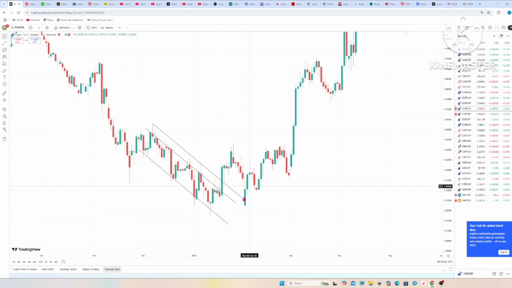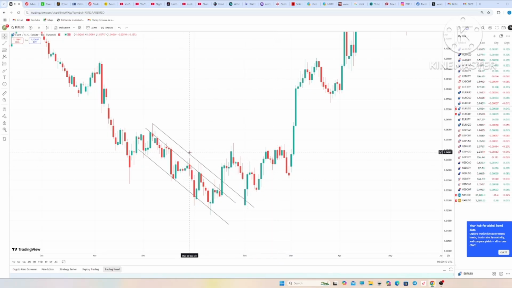If it comes in and breaks the outer trend line, no problem. But if it breaks the inner trend line and closes below, then the whole structure becomes invalid. The whole structure becomes invalid. So it is very important, very crucial how I draw my trend lines. I want to see both the inner trend line and the outer trend line.